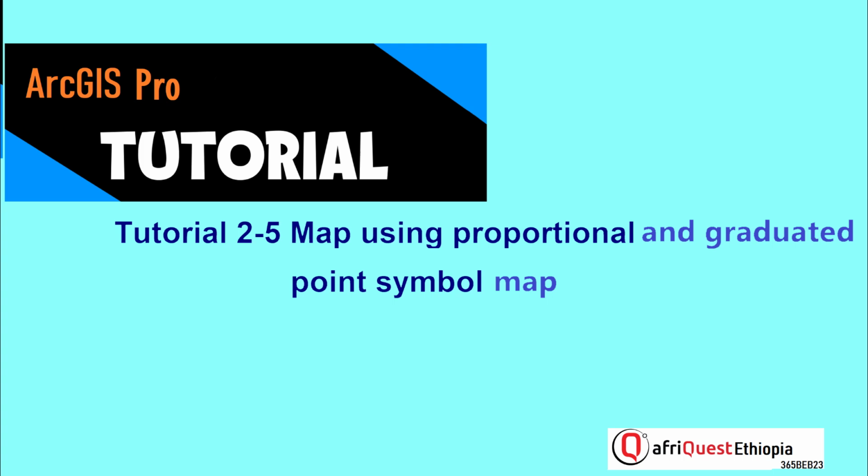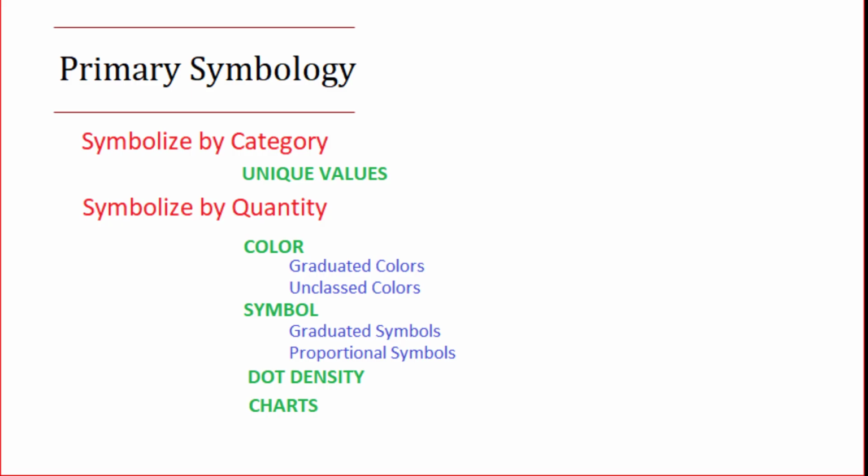The topic of this tutorial is proportional and graduated point symbol maps. Like color, as we have seen in the previous sections, we can also display our quantitative attribute data using dots or point symbols. But it doesn't necessarily have to be a dot symbol. It could be a circle, rectangle, or triangle. There are generally two types of point symbol maps in ArcGIS Pro: graduated symbol maps and proportional symbol maps.